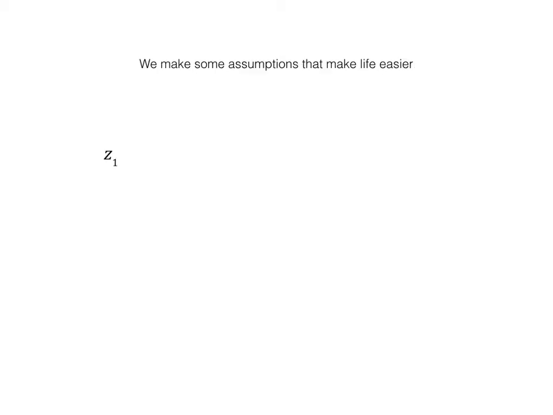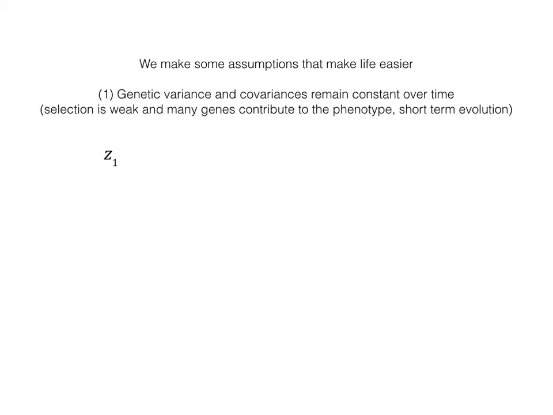Okay, we also make some assumptions that just make our lives a little bit easier. So one of the most crucial assumptions that we're going to make is that genetic variances and covariances remain constant over time. And that's the same thing as saying that we're assuming selection is weak, many genes contribute to the phenotypes, we're only looking at short-term evolution.